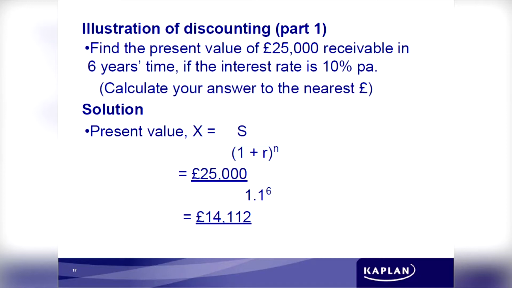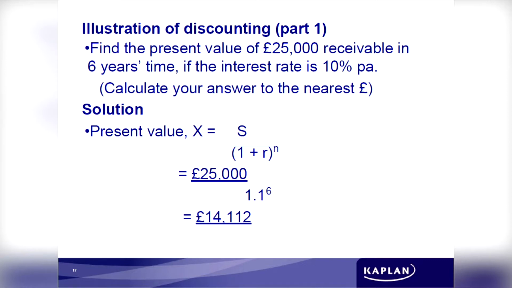Find the present value of £25,000 receivable in 6 years' time if the interest rate is 10% per annum. Calculate your answer to the nearest pound. The solution is very simple. It's equal to S, that's 25,000 divided by 1 plus R. The interest rate is 10%, so 1 plus R is 1.1. So it's 1.1 to the power of 6 for 6 years. And the answer is going to come out as 14,112.